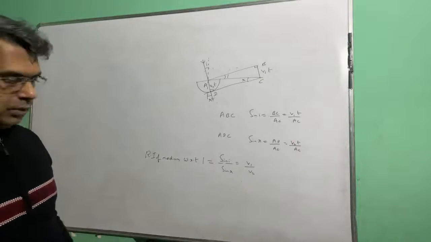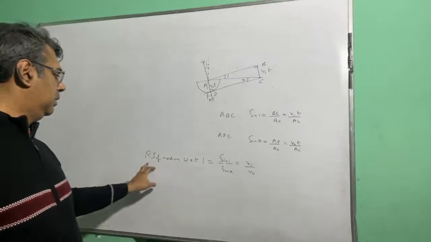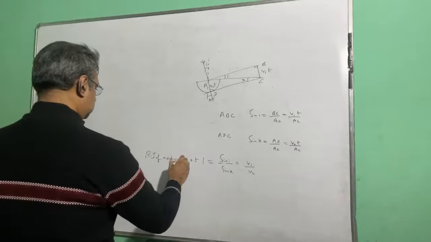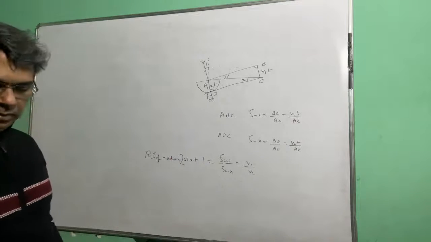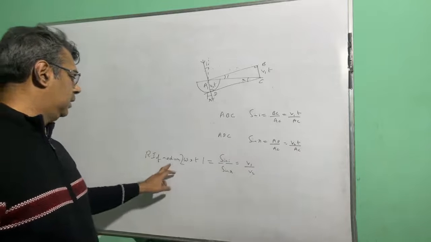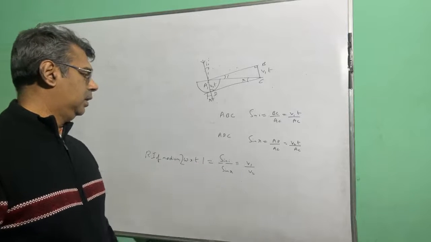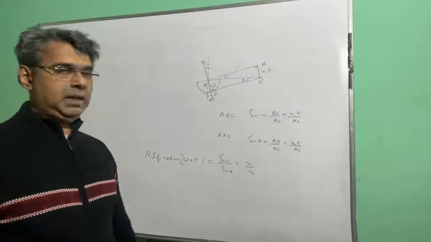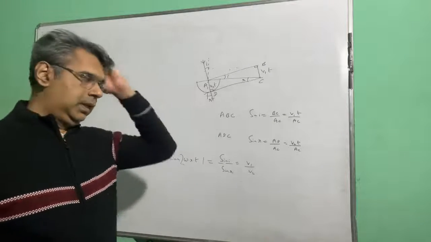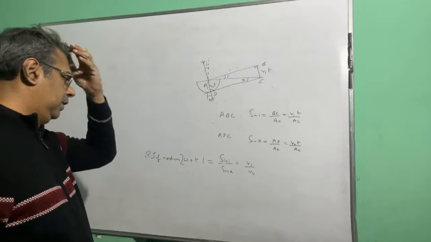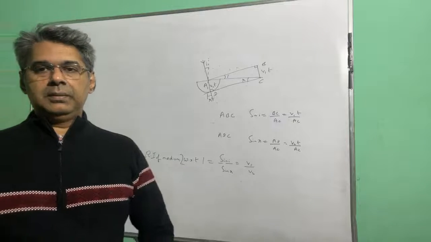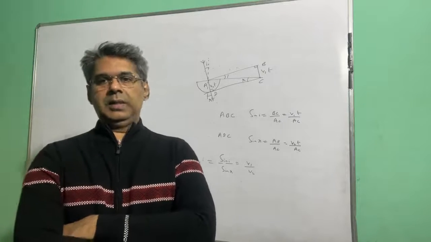So this ratio V1 by V2 is called the refractive index of medium 2 with respect to medium 1. So V1 by V2 is equal to sin I by sin R, the refractive index of medium 2 with respect to medium 1. This is the definition of refractive index, and therefore you understand that V1 by V2 will be a constant for this pair of media.